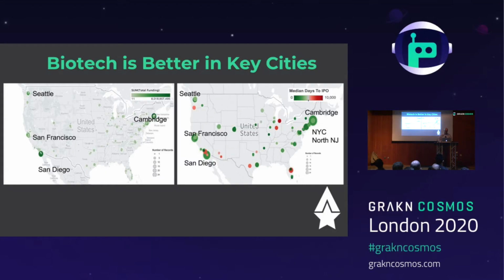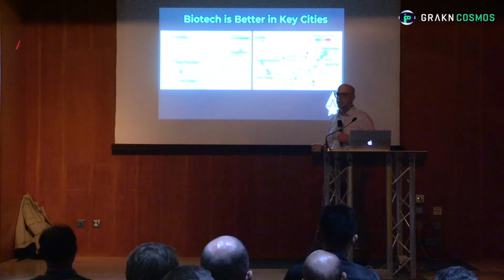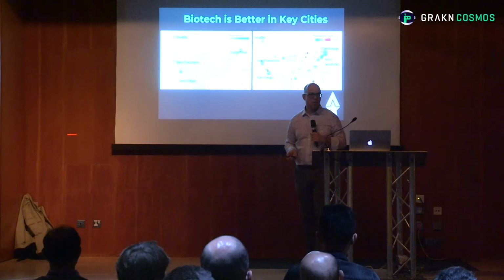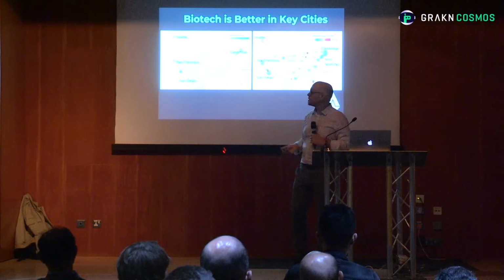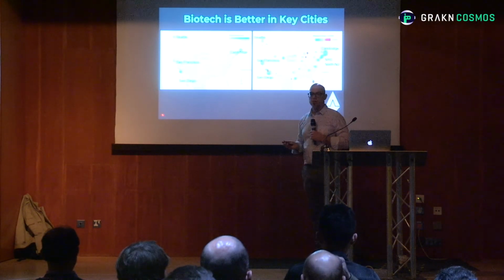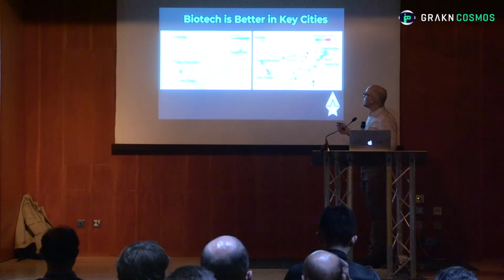So you can look at biotech in key cities. So this, I'm sorry, this is blurry. This is the total amount of funding, right? So the size of the circle is the total amount of funding, and you can see there are key cities that have the majority of biotech funding. So if you're interested in starting a biotech or going to work for a biotech, these are probably the places you want to go in terms of amount of funding.